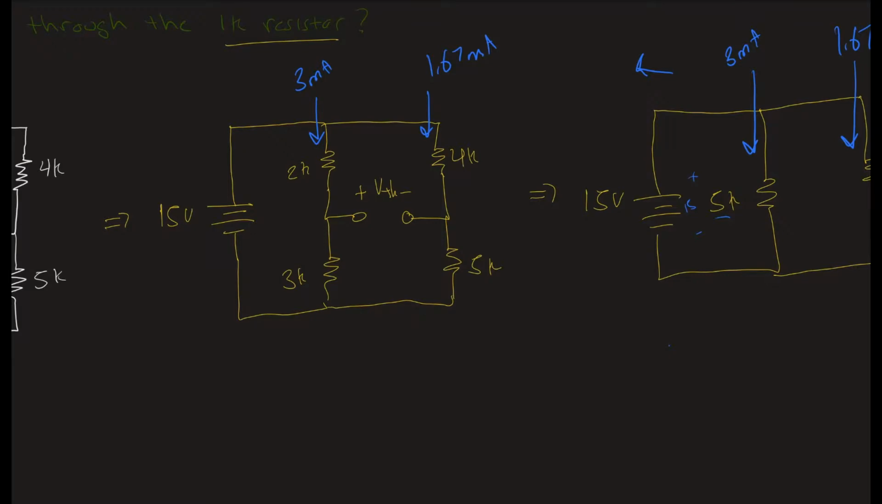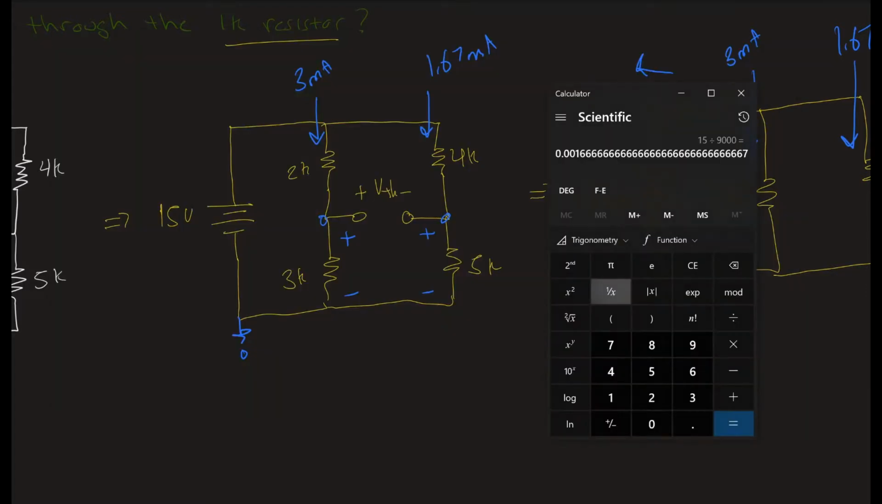Now remember what we're trying to solve for. We know this is ground. What I need is the voltage at this point and at this point. The easiest way to get that is to solve for the voltage drop across the 3K, because that'll give me it directly, and solve for the voltage drop across the 5K. So I've got 3 milliamps times 3K, and that gives me 9 volts.